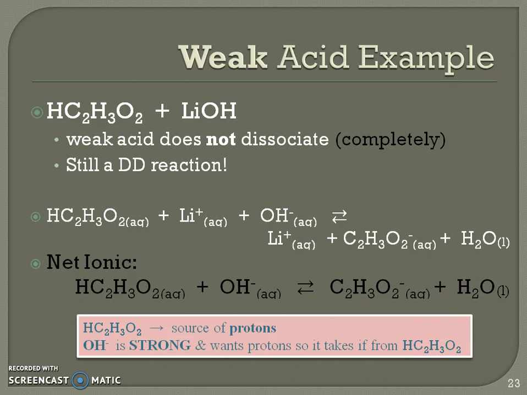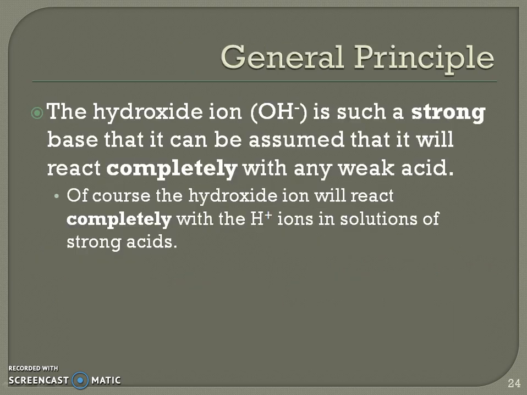So we're going to see later on that this is going to be really important in titration. In a titration reaction, at some point, there's going to be so many OH minus ions taking away all of the H plus ions and forming that water and pushing the reaction over the edge. So the general principle is hydroxide ions are so strong that we're going to assume it's going to completely react with any weak acid around.